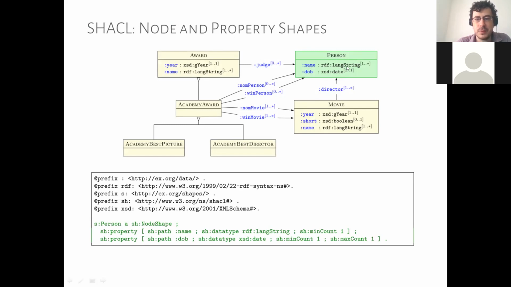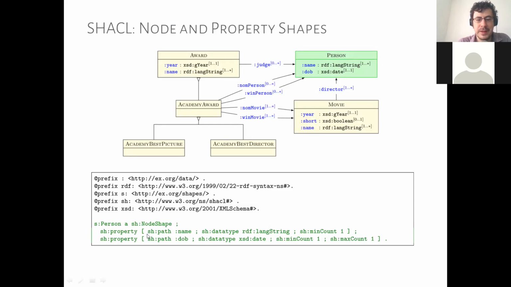We need to define that it has 1 or more name, and that all names are language strings, and that it has exactly 1 date of birth, and the date of birth is a type, is a date, sorry, data type. So we say person is a node shape. It represents one of these boxes. And then we say it has properties. Okay, it has 1 property, and then we define the path of that property.